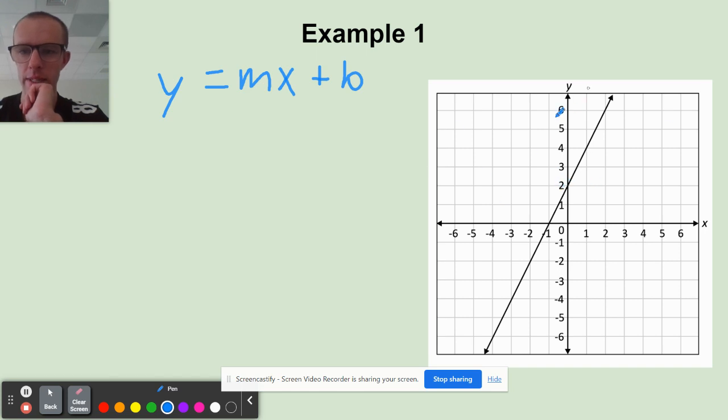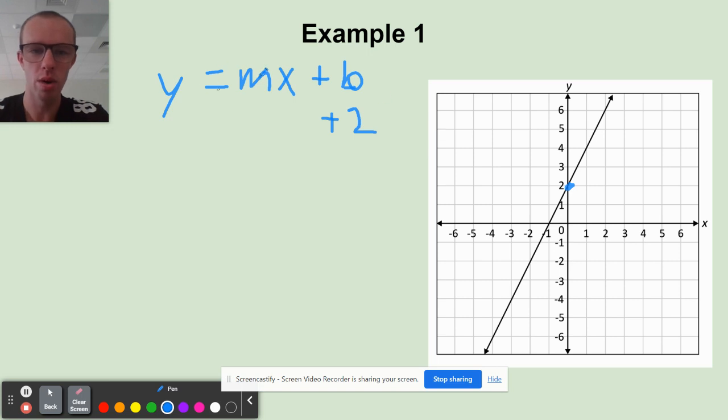So my first step is going to be to identify b. B is the y-intercept. If I go to the y-axis, where do I intersect this line? Where do I go through it? It's clearly right here at the 2. So we go through at the 2, the positive 2 to be exact. And so b is positive 2.